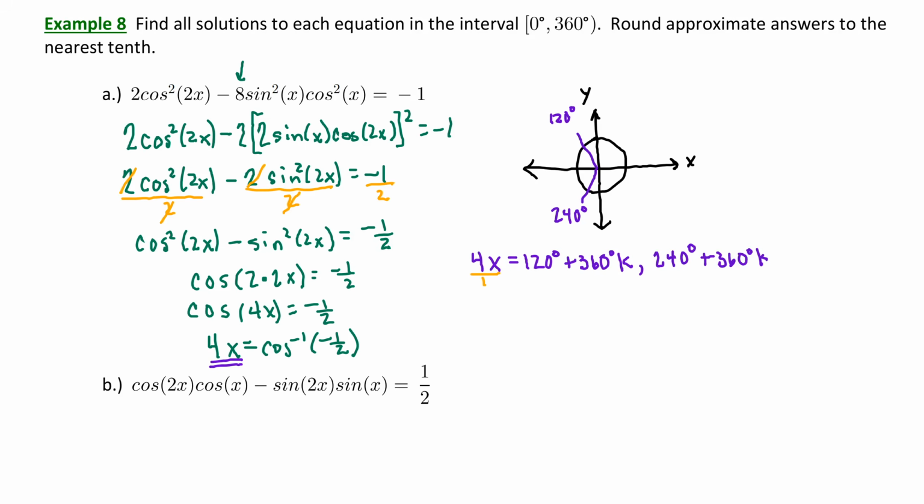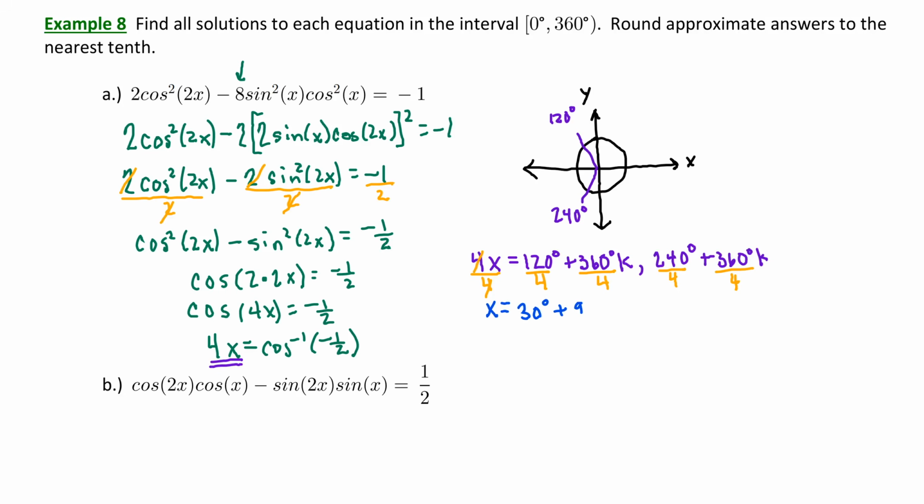Finally, we can isolate the variable by dividing all of those parts across the board by 4. This gives us a couple of formulas for generating the solutions to the original equation. 120 divided by 4 is 30 degrees.